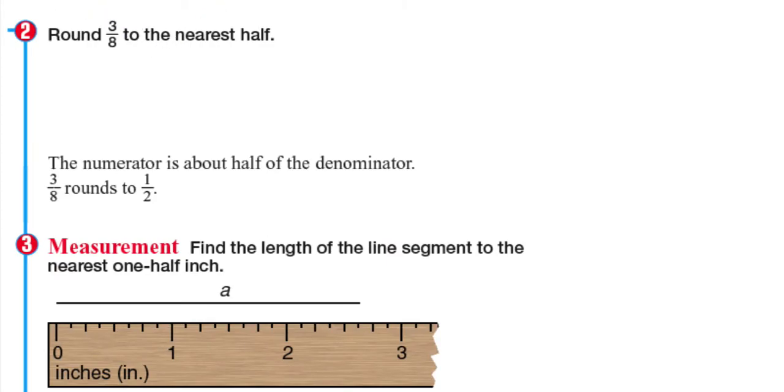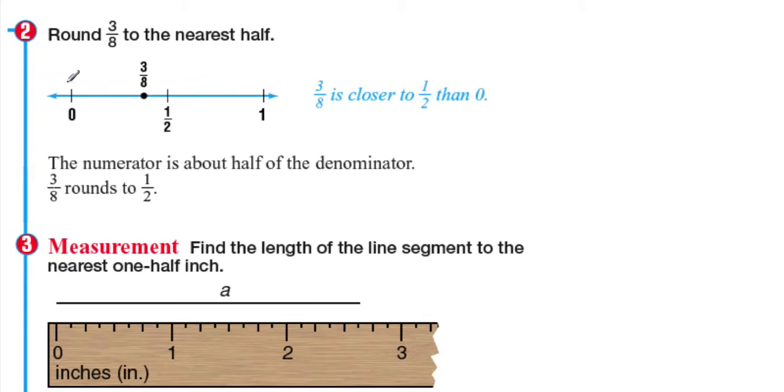Again, we go back to our number line. On our number line we have 0, 1/2, and 1. Let's write equivalent fractions with the denominator of 8. This would be 0 over 8, this would be 4 over 8, and this would be 8 over 8. And if you notice, 3 is closer to 4 than it is to 0. Therefore, 3/8 rounds to 1/2.